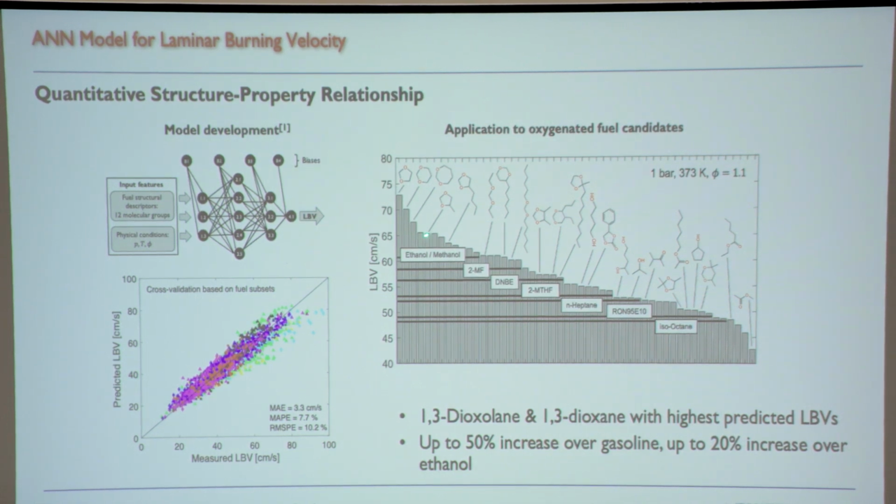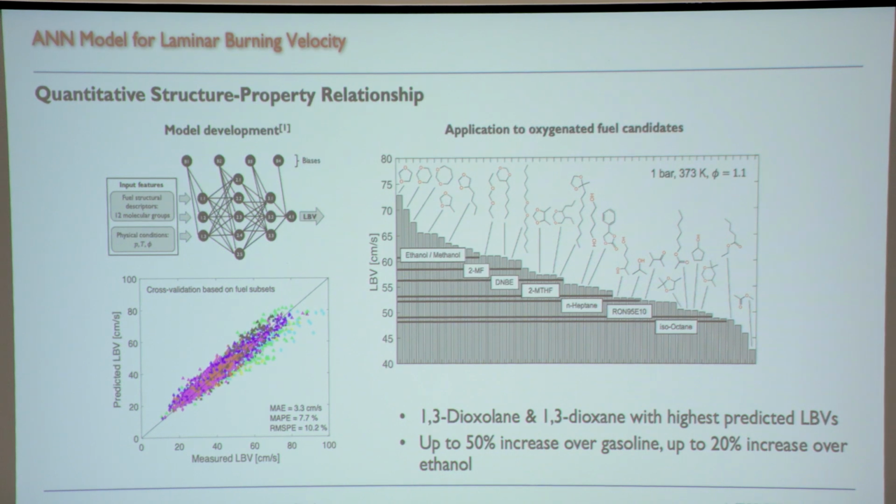I mean, you see here they also have a good octane number. By the way, we have the same model here also for octane numbers. And so you see these are pretty good. But now we're looking at some newer fuels here. This is dioxolane and dioxane, and these are really, really high in their burning velocity compared to, for example, RON 95. And then you can also do sensitivity analysis.